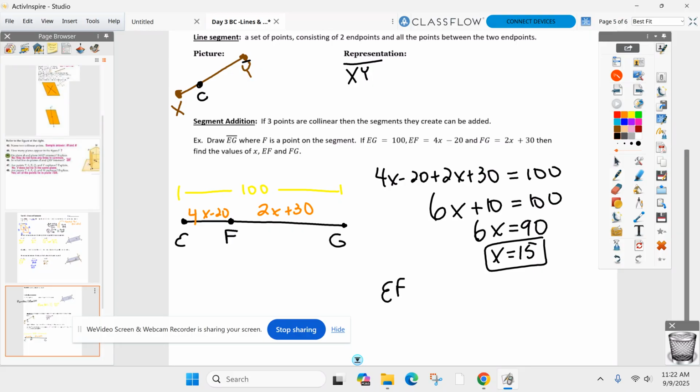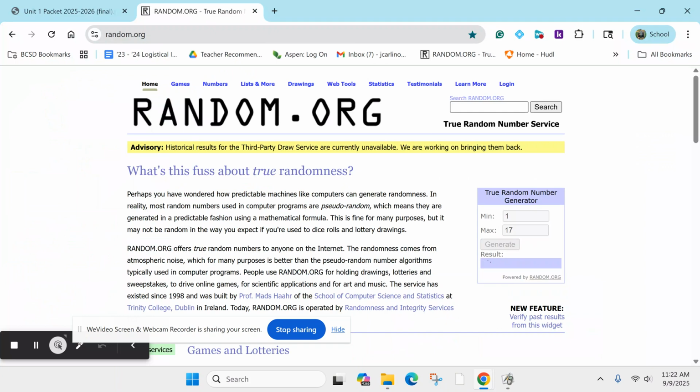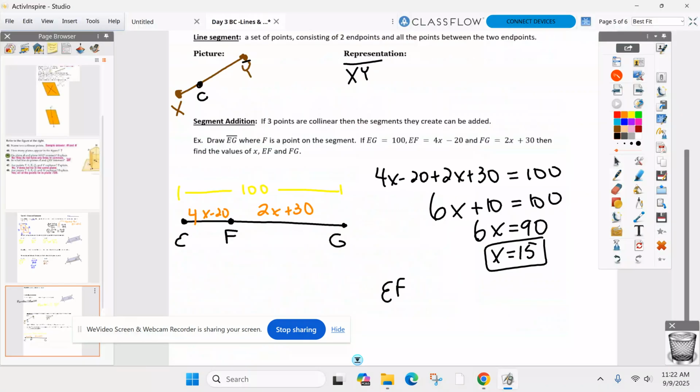Talk to me. Now that I know x, how can I find the length of EF? Isabella? You substitute x with 15. Perfect. Substitution. 4 times 15 minus 20. When you have that, Isabella, let me know. 40. Good. Job number 2 down.